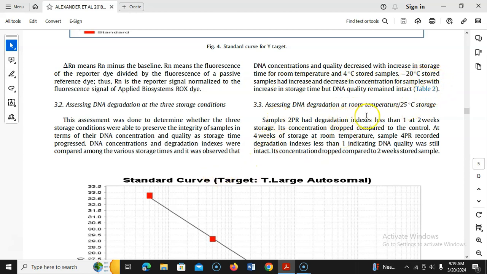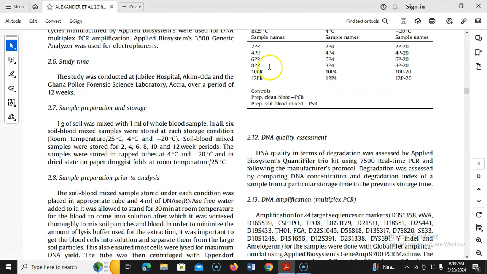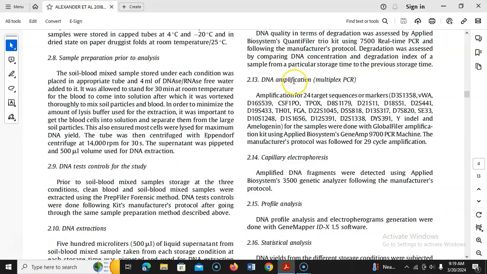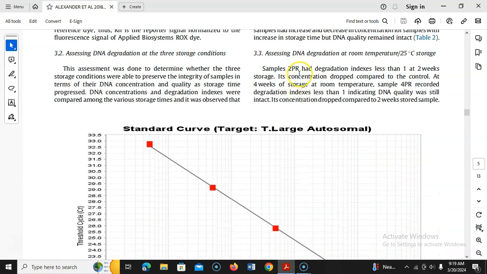So assessing DNA degradation at room temperature storage. So sample 2PL, which one is sample 2PL? Sample 2PL, this is sample 2PL. That is the 2-week sample stored at room temperature. So sample 2PL degradation index is less than 1 at 2 weeks storage. Its concentration dropped compared to the control sample. So they initially extracted DNA to serve as control before they started the whole experiment.